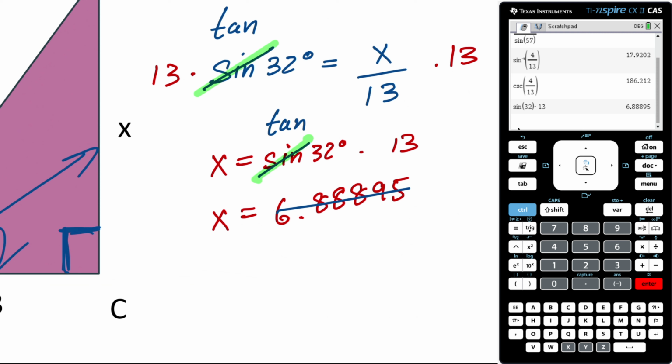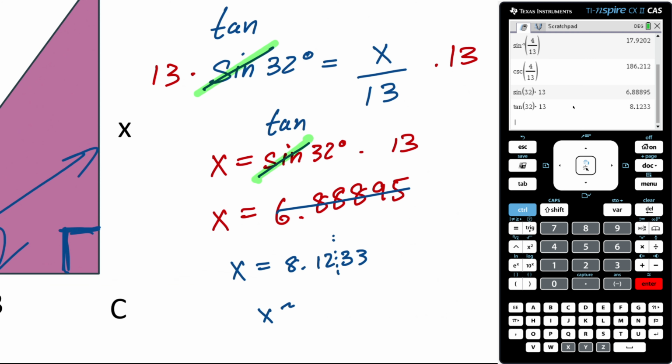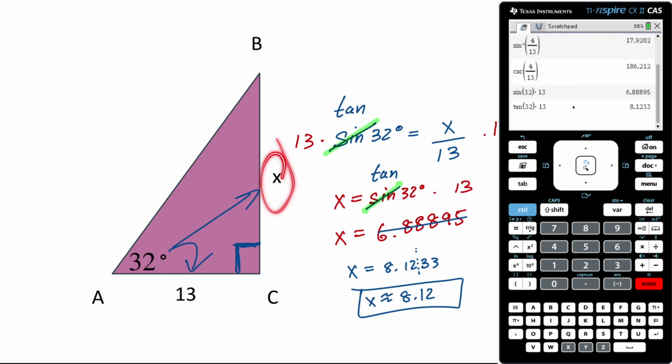So I'm going to do this again. So that's tangent of 32 times 13. Okay. That looks much better. Okay. X is equal to 8.1233. I'm going to round to the hundredths. So x is approximately 8.12. Okay. So you just found the side of this triangle with only an angle and only one side. Well, technically two, because this is 90 degrees. Okay. But that's pretty cool.